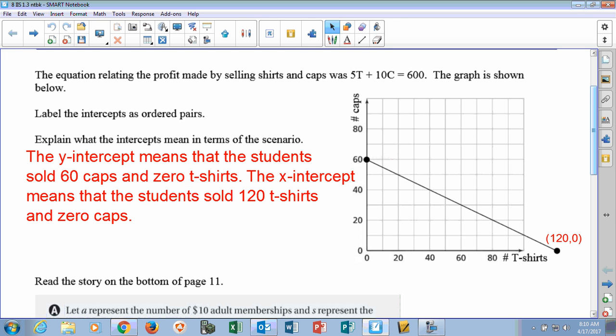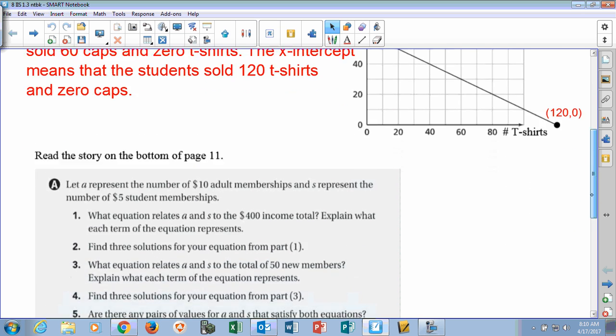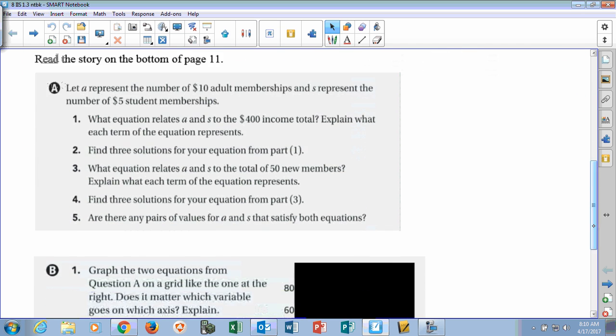It says you can answer the question by writing and solving equations that represent the question and the given information. So down below here in part A on your worksheet, here's our first task. Let A represent the number of $10 adult memberships and S represent the number of $5 student memberships. I'm going to give you about 5 minutes. Come up with an equation that relates the number of adult memberships and student memberships, A and S, to $400 income. Make sure you can tell me what the terms mean.